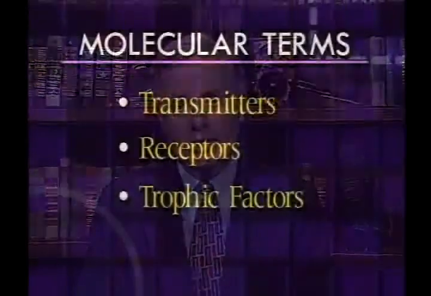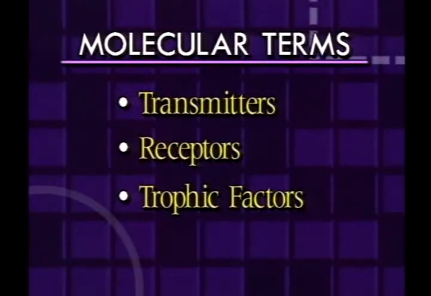You have transmitters, these chemical messengers that go from the axon to the dendrite. You have receptors, the specialized area where the transmitter is received. And then you have a third category of molecular messengers called trophic factors, which we're going to talk about in just a little bit.